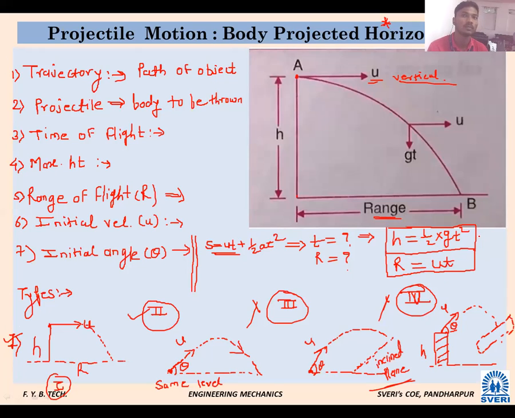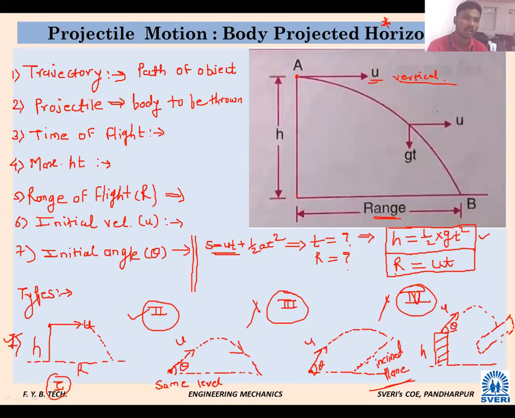What will this equation give? If the height is known, what do we get? Time. But what kind of time? Time of flight means the time taken by the object to reach up to the ground.